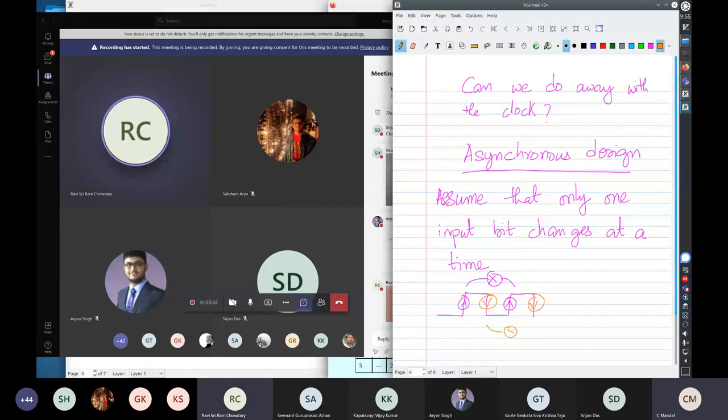Sir, but how to do this? We are not able to use a transition table, a proper transition table. No, see, what you have to do is not so difficult.